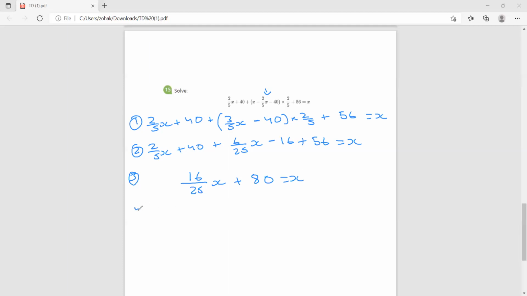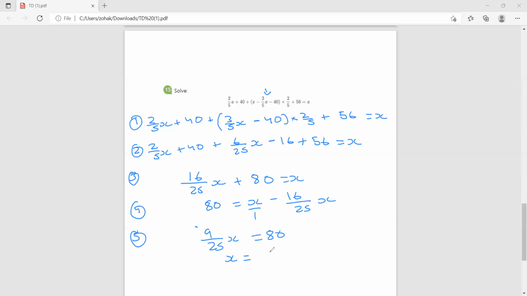So our fourth step is, let's take the x to the left-hand side. Actually, let's take, we've got plus 16 over 25x on our left-hand side. Let's take that to the other side, so the right-hand side, and that will become a minus. Okay, all right. So we've got x over 1, or just 1x, minus 16 over 25x, and we know that 80 has to be equal to that. So finally, we're left with 9 over 25x is equal to 80.